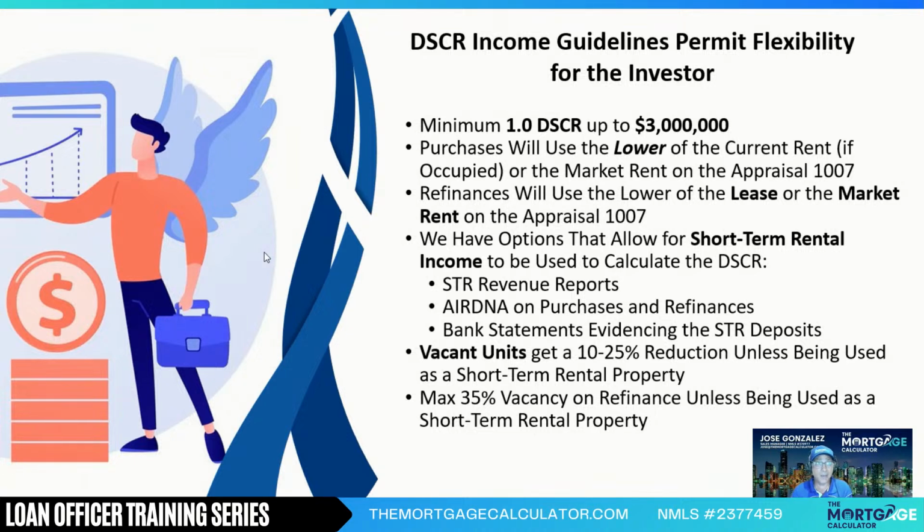So, purchases will use the lower of the current rent if the property is occupied. Like they go into the property and they ask the tenant, how much rent do you pay? Tenant says $1,800. That's what they're going to put on the appraisal that the tenant is paying, unless a lease has been provided. Sometimes there is no lease. So purchases will use the lower of the current rent or the market rent on the appraisal 1007. Refinances will use the lower of the lease or the market rent on the appraisal 1007.